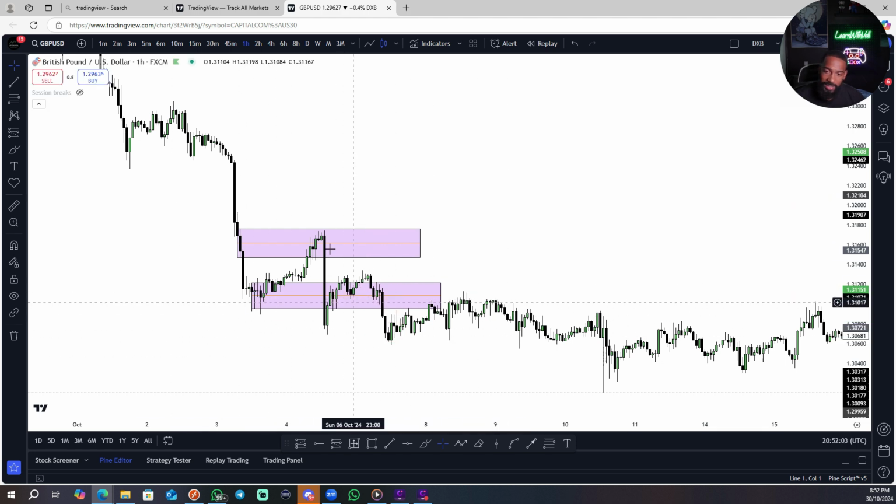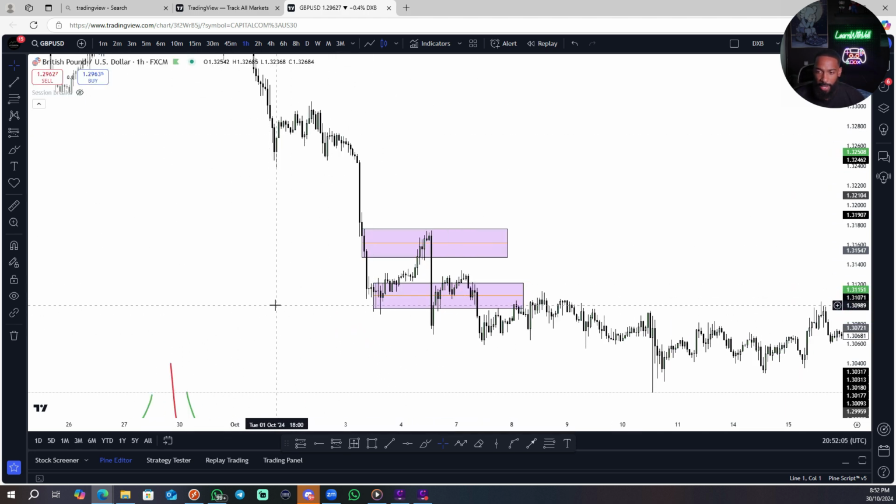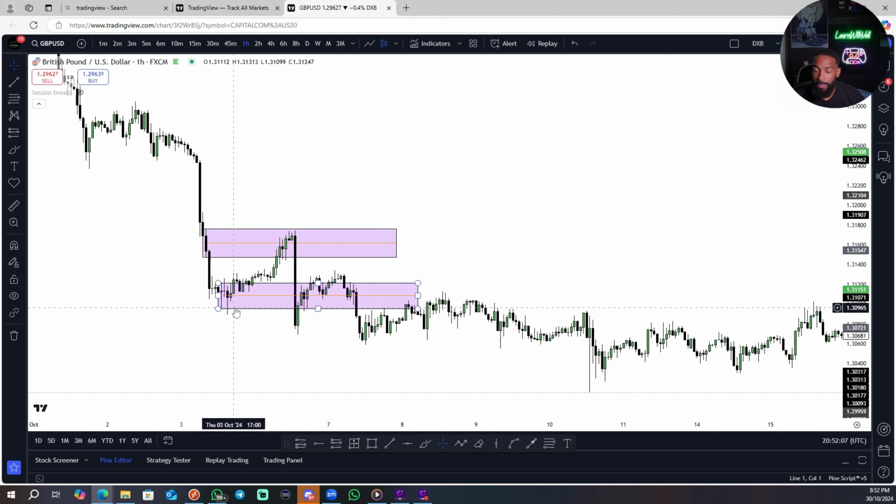So we have to understand here that because the structure is bearish, it's probably going to be most unlikely, okay, or highly improbable that, improbable, is that a word?